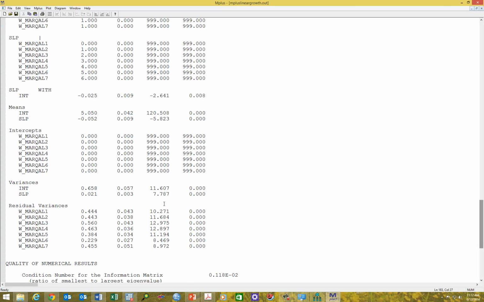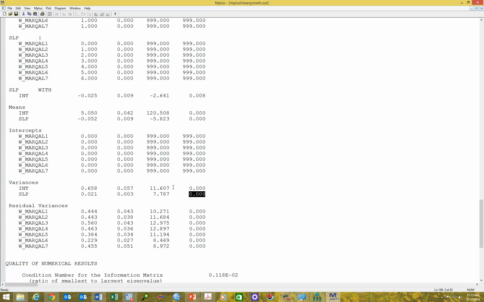Well, we come down here to the variances of the intercept and slope, and we can see that the variance of the slope is 0.021, and that is significant. So the answer to the question of whether or not they significantly differ in their slopes is yes. And we could then go ahead and start predicting why some wives might decrease more or less than other wives.